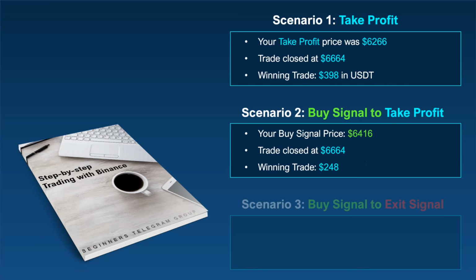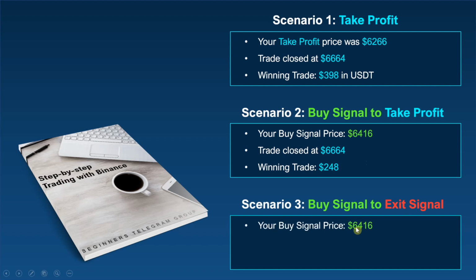Scenario 3 is going from the buy signal to the exit signal. So no stop losses, no taking profit scenarios. This is strictly from signal to signal. All right. That signal buy came in at 64.16, which we saw up here. We sold it at the next exit, which is 64.45. That gives you a profit of $29. Still a gain.